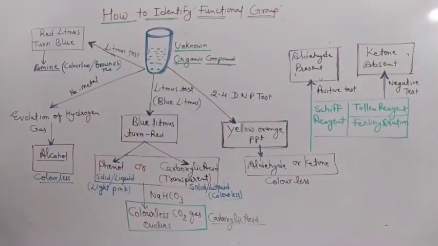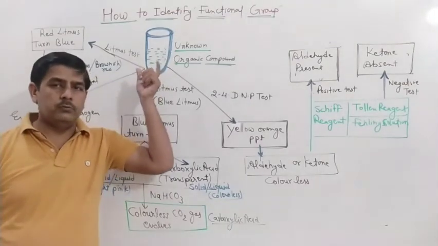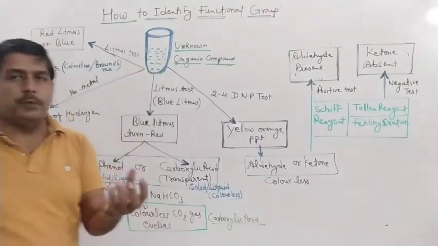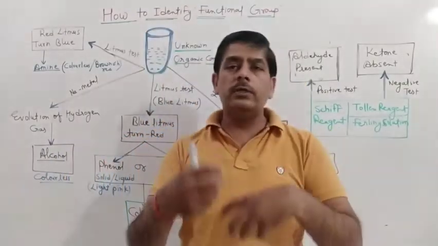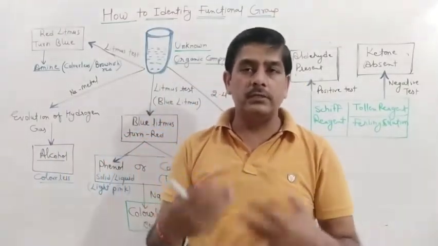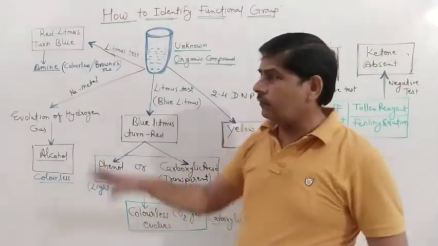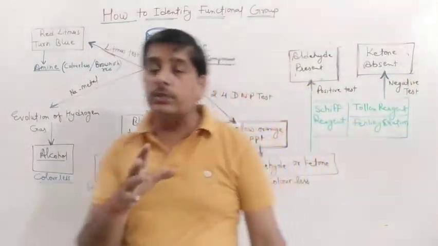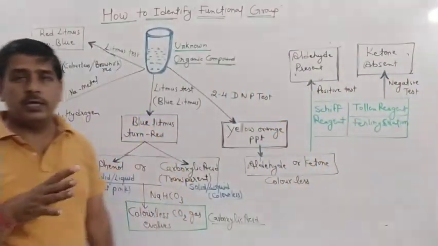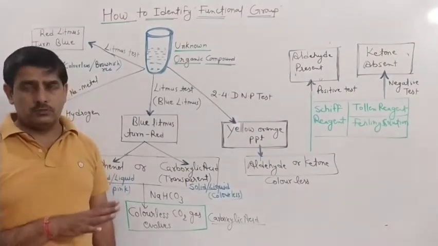Okay, and the next is if you add a piece of sodium to this organic compound. You just take this organic compound and put in a piece of sodium, and if it is producing hydrogen gas with effervescence, then obviously it is an alcohol, because out of all these things only alcohol produces hydrogen gas. Alcohol produces hydrogen gas. So you can easily observe that it is alcohol.